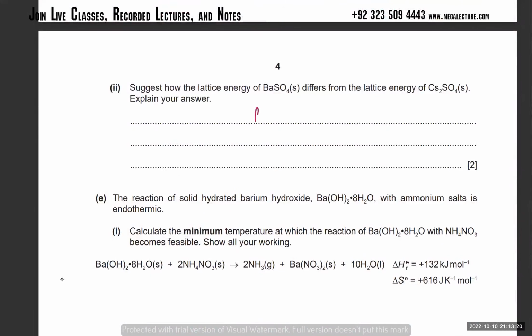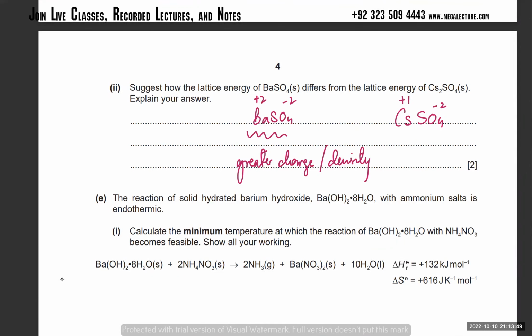You got barium. Who's got the stronger lattice? One hint is that sulfate is -2, cesium is +1, and barium is +2 and sulfate is -2. So if you've got greater charge, right? So will you have a stronger lattice or not? Yes, sir. So greater charge, which means greater charge density as well. And it's going to be a smaller ion as well.